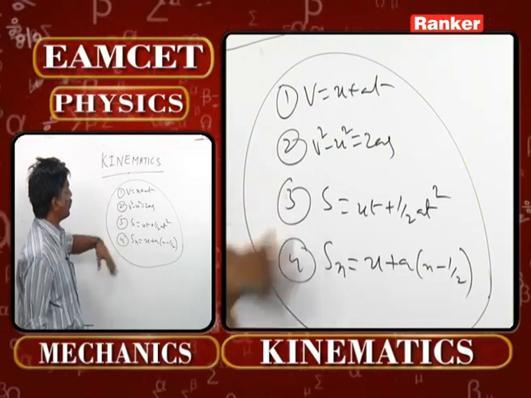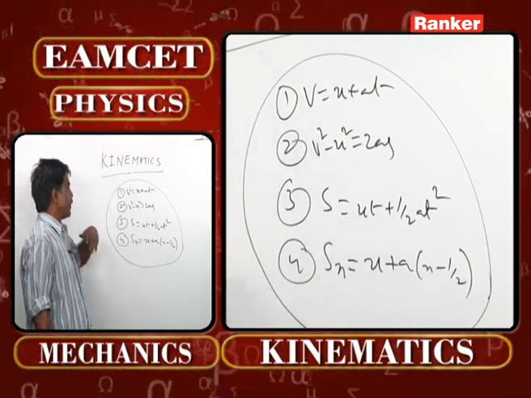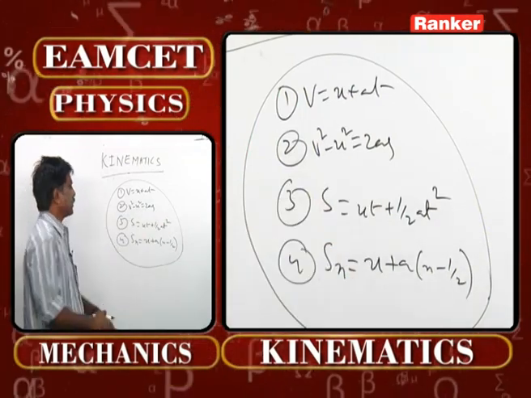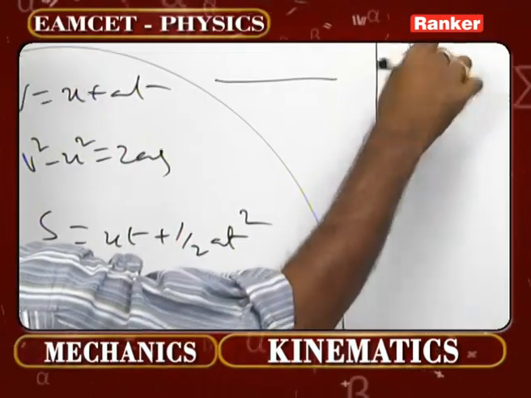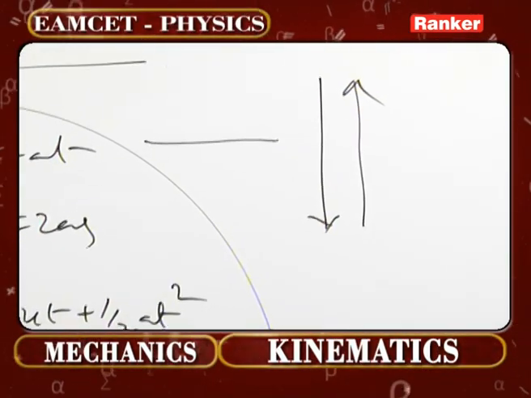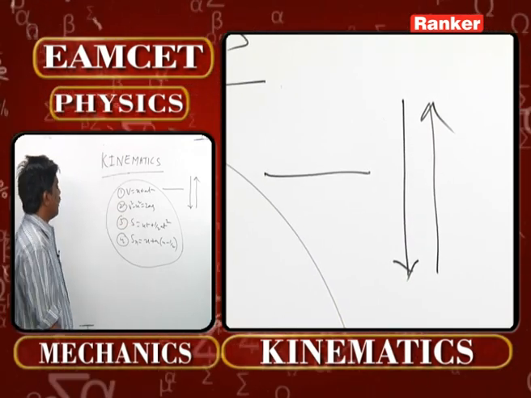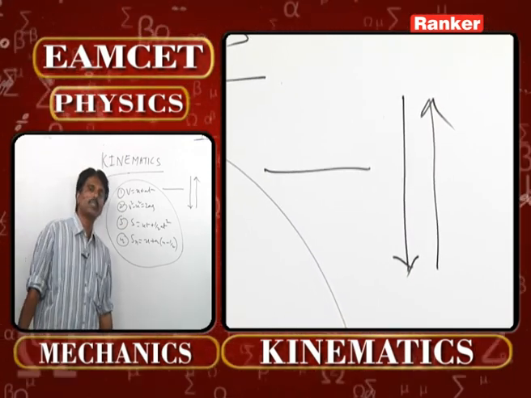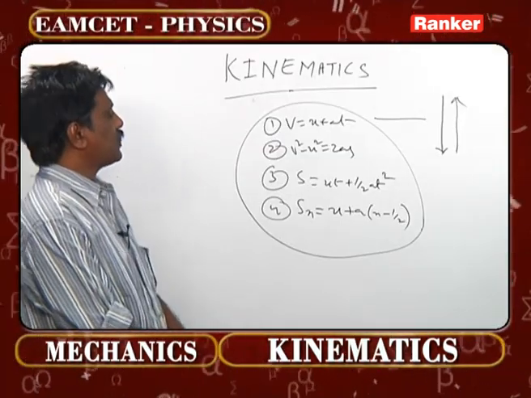They can be applied to any one-dimensional motion, whether it is a body moving in a straight line like this, or a body falling freely, or a body projected upwards. In all these cases, we can apply these equations. While applying these equations, always remember you should use proper sign convention. Otherwise, you will get wrong results. Proper sign convention should be adopted.